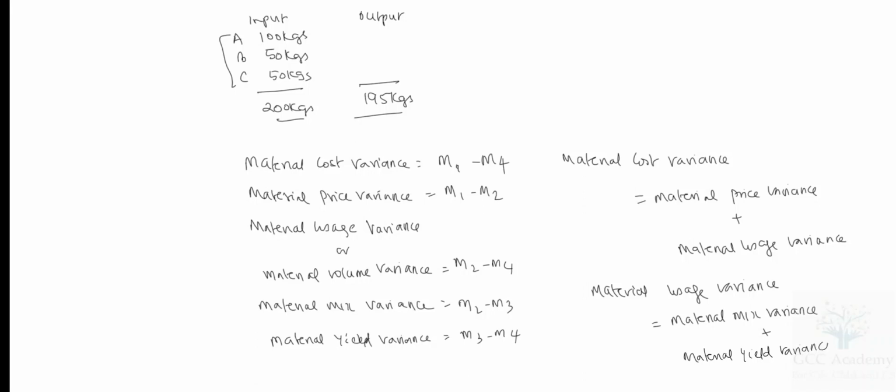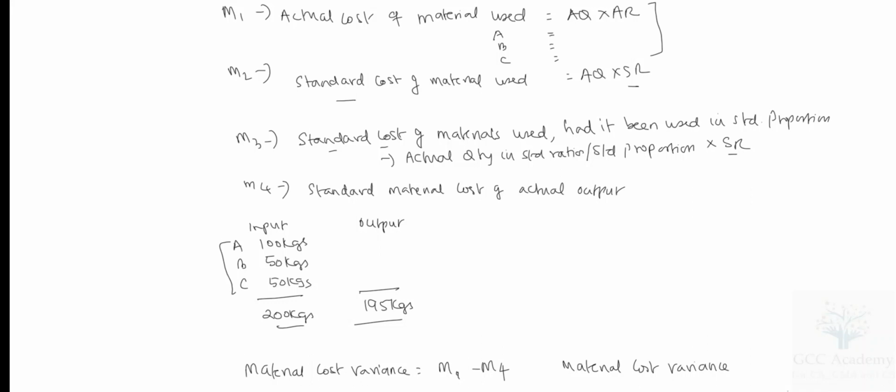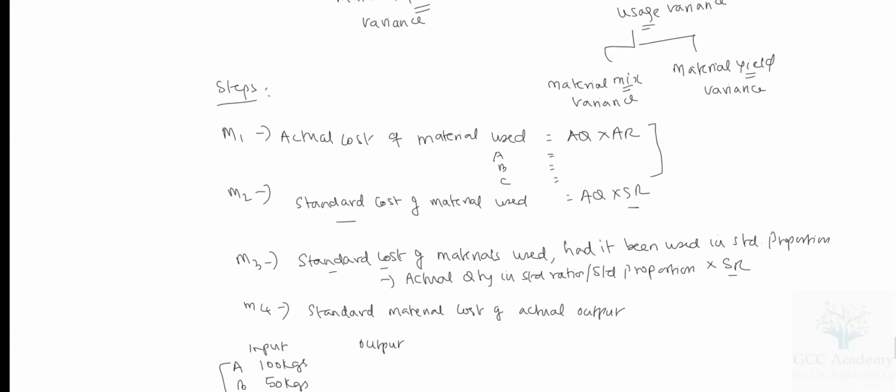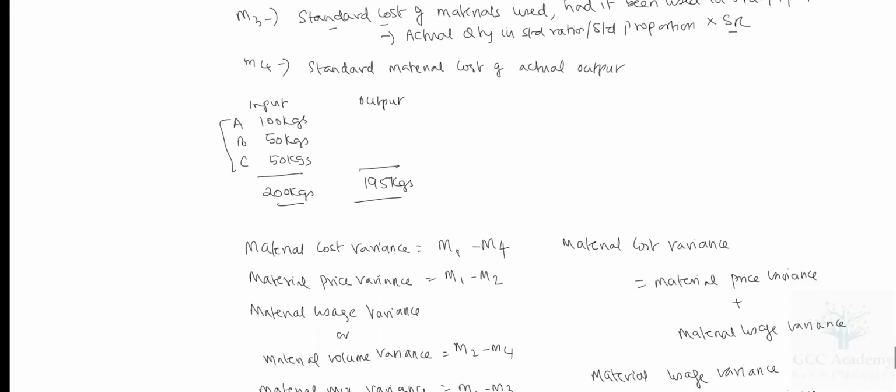So very simple steps. We are going to use this template model, I would say, for calculating all types of variances, labor, overhead, etc. And each of these will have steps like this. In materials we have 4 steps. So first I'll repeat: M1 is actual cost of material used, M2 is standard cost of material used, M3 is standard cost of material used had the material been used in standard proportion, and M4 is standard material cost of actual output.